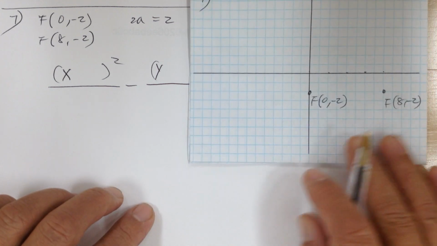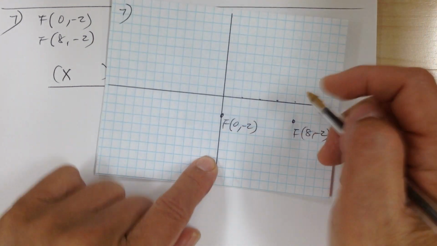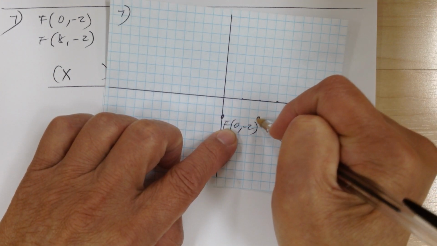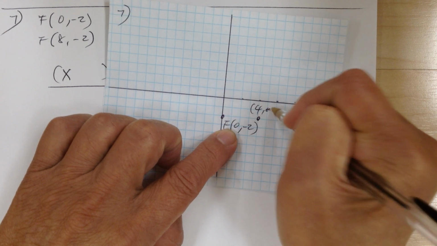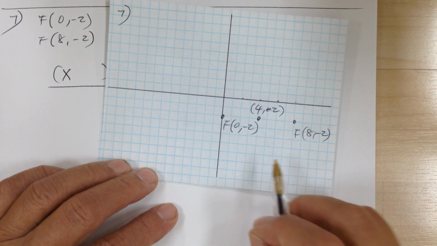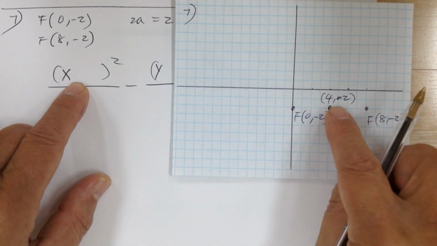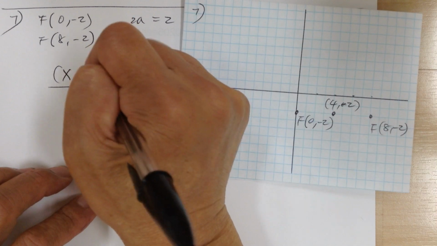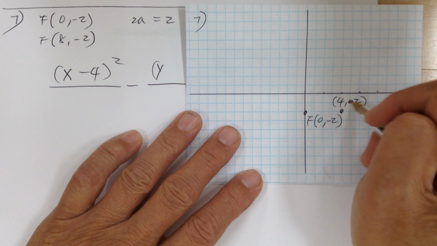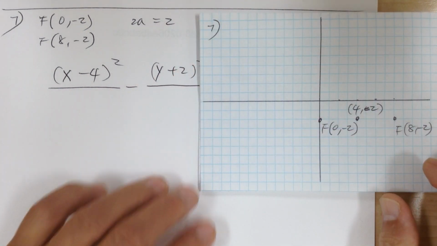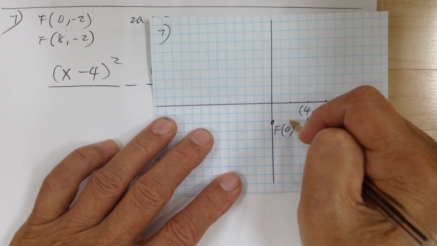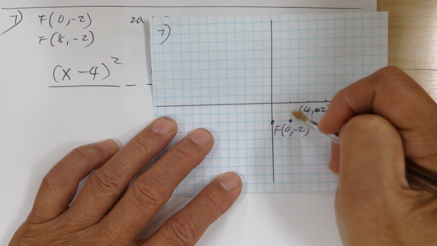Okay, so next thing is you need to find the center. So you just average the two. So it's going to be right over here. So the center is going to be at 4, -2. Right? 0 and 8, when you average, you get 4. Okay, so now you can put the center in here. So it'll be x minus 4. Right? 4 goes in here. And then you have y minus -2, so it'll be plus 2. Okay, the next thing is a equals 2, so a would be right over here. Okay, so that's kind of your box.